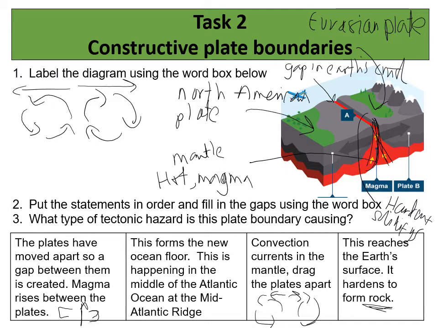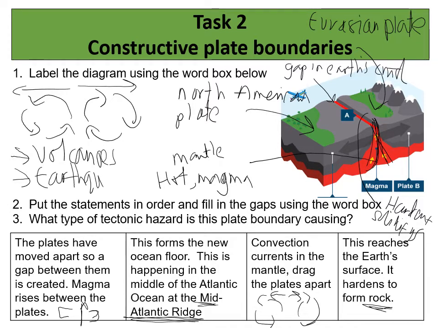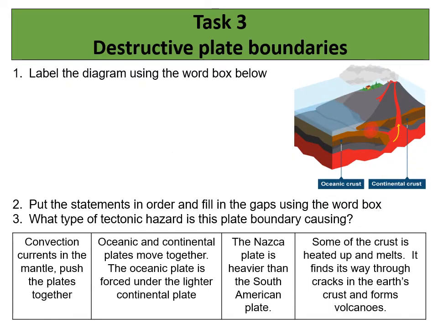Now this rock is creating the ocean floor, and this example where the North American plate and the Eurasian plate are moving away from each other is known as the Mid-Atlantic Ridge, and you can see that in the middle of the Atlantic Ocean. So at constructive plate boundaries, we see things happening like volcanoes because there's a gap in the Earth's crust, and also earthquakes because the plates are moving, so there's going to be lots of fracturing. Okay, so once you have annotated your diagram and you've put the 4 statements in the correct order, then we're going to move on to look at destructive plate boundaries.